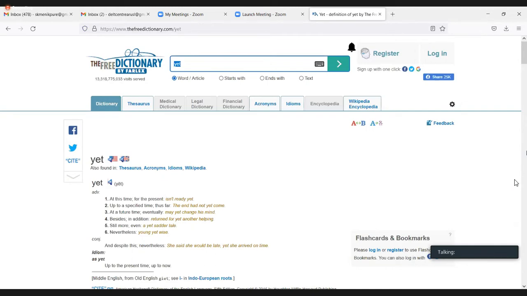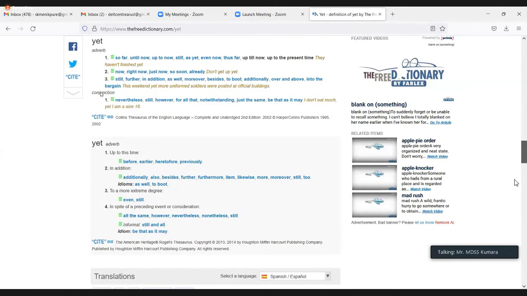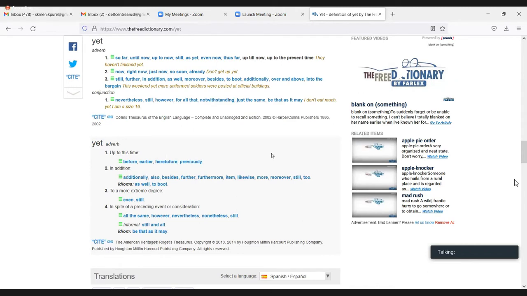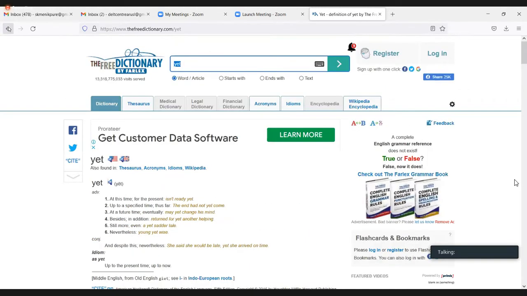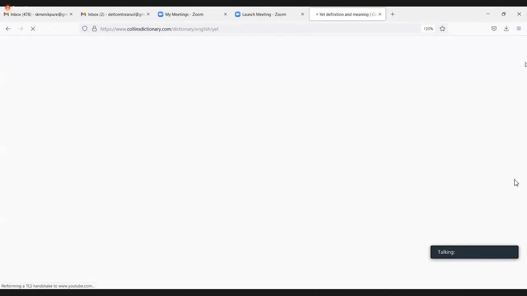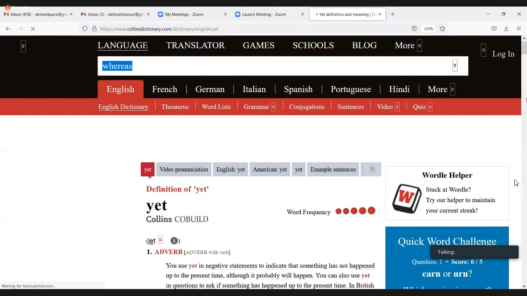Okay, so we'll go for synonyms. As a conjunction, the meaning of yet is nevertheless, notwithstanding, however, something like that.